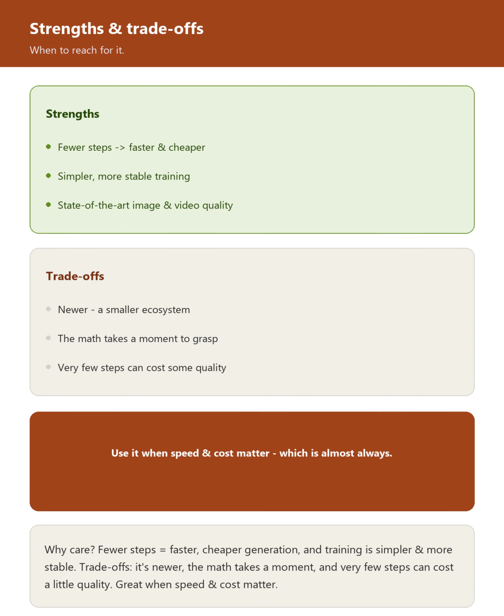So why care? Fewer steps means faster, cheaper generation, and the training objective is simpler and more stable. The trade-offs: it's newer, the math takes a moment to grasp, and very few steps can still cost a little quality. Reach for it when speed and cost matter.